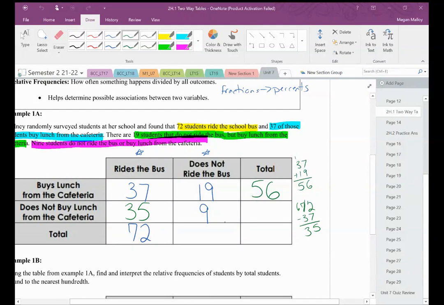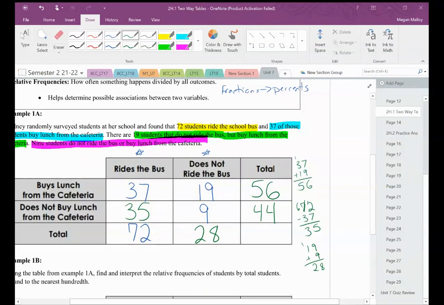If I want to look at the next column, does not ride the bus, we have 19 students who buy lunch, 9 that do not. So if I add those together, I get 28. So there's 28 students total that do not ride the bus. And now I'm going to go back to my rows. 35 plus 9, that gives me 44.